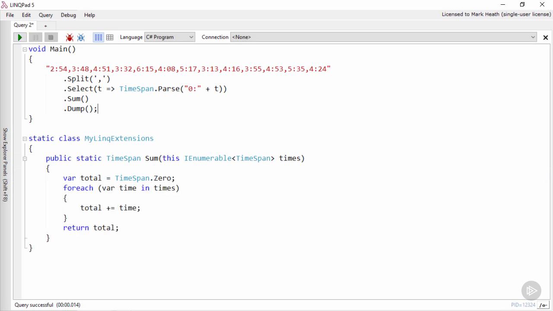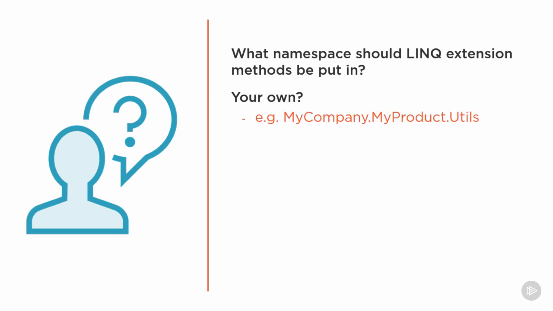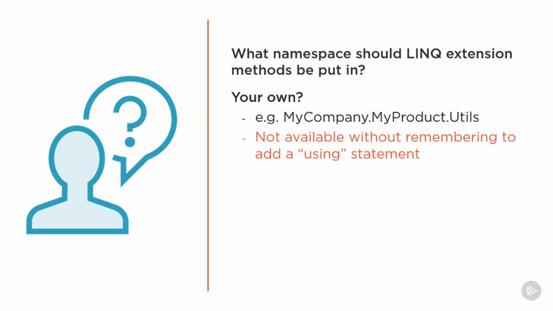Now, there's just two things I'll quickly point out before we move on. First, our extension method, although it's called Sum, doesn't clash with any of the existing Sum extension methods because none of them can operate on an IEnumerable of TimeSpans. And second, when you create your own extension methods, you'll need to decide which namespace you're going to put them in. Normally, you put your own code into your own custom namespace, maybe something like MyCompany.MyProduct.Utils or something. But that does mean that everyone who wants to use your extension method must remember to import that namespace with a using statement.